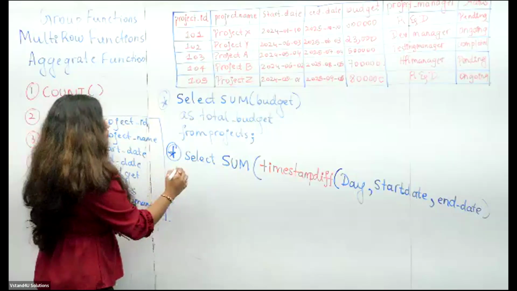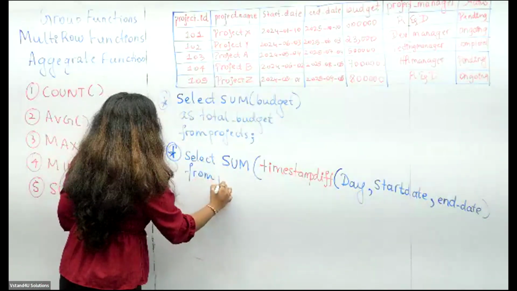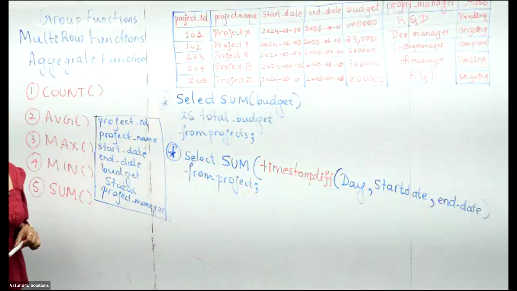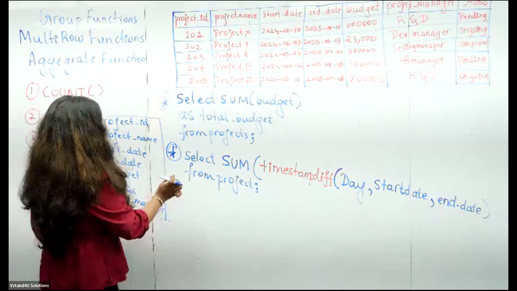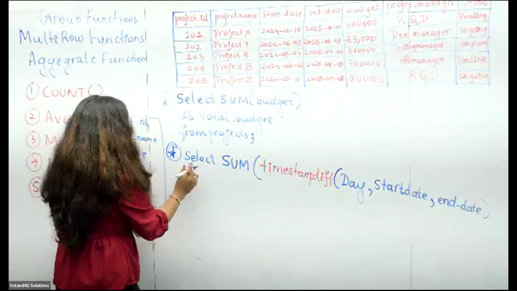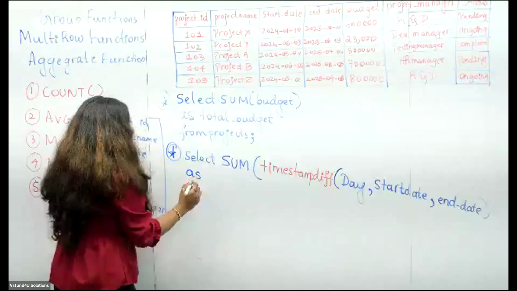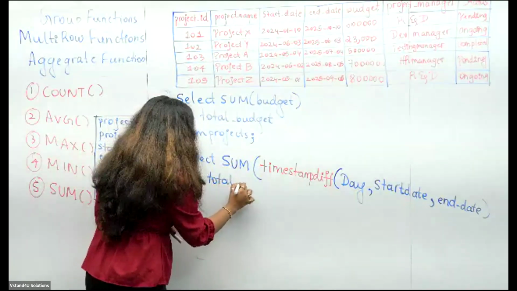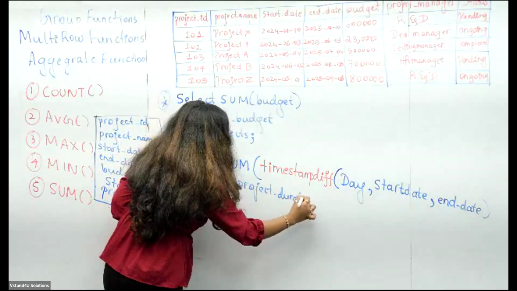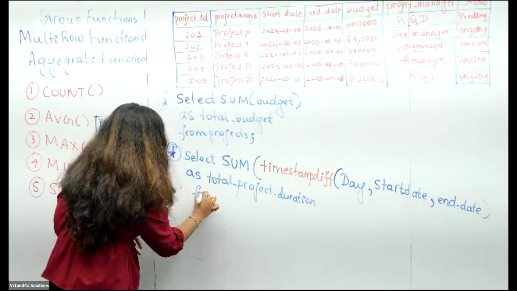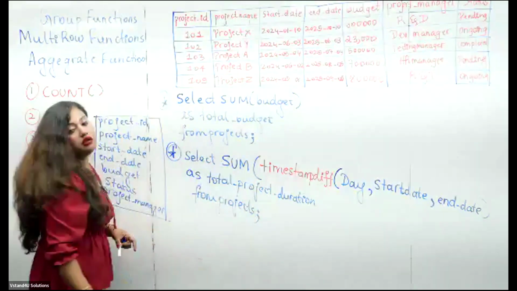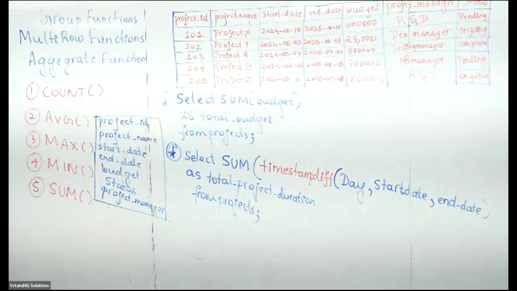From which table? From the table called projects. Is there any condition they have given? They have not given any condition, but they are using a column alias. What you have to write: as total project duration, from the table called projects. Clear? Done? Take down the next query.